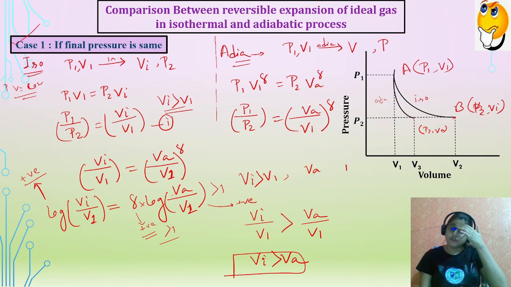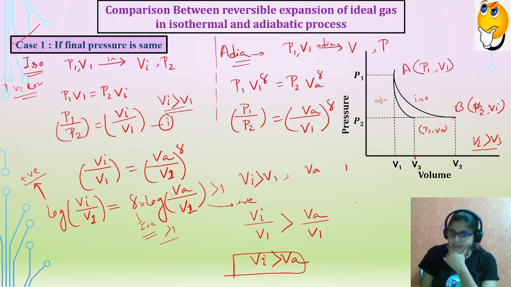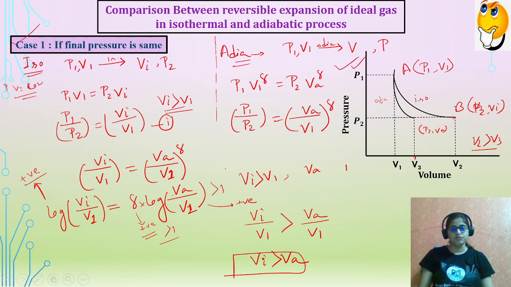Okay, fine. So here we can see that Vi is greater than V1. Obviously, this V3 is Va, right? And V2 is Vi. So V2 is greater than V3. So we can say Vi is greater than V1. Fine. So that way we can compare these two values.